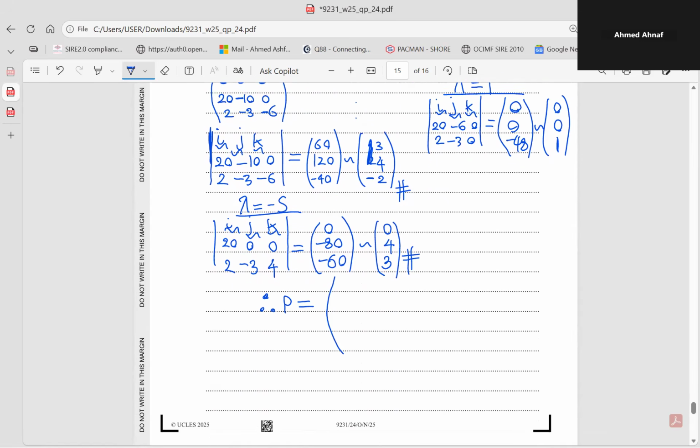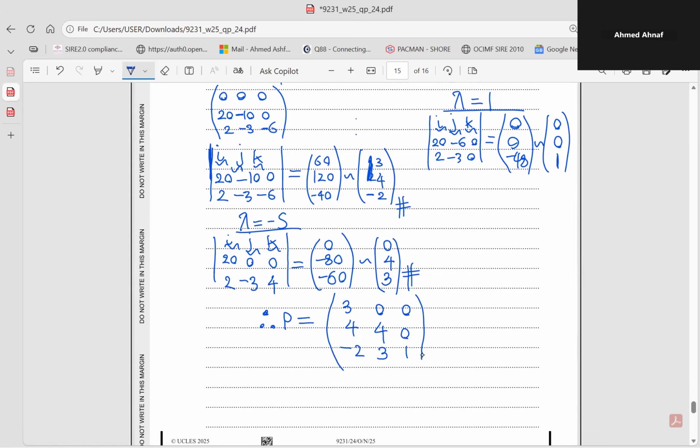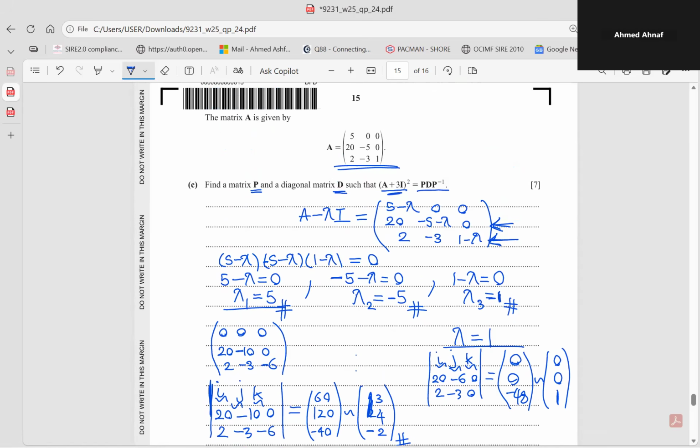And so therefore we can find what P is. P is just going to be these eigenvectors. The first one is 3, 4, minus 2. The second one is 0, 4, 3. The third one is 0, 0, 1. So this is P. And now we're going to find what D is.